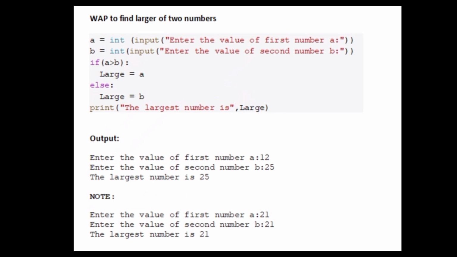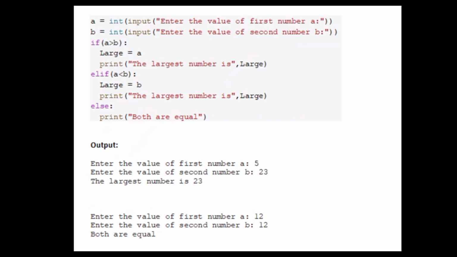But if we take the first number as 21 and the second number is also 21, then 21 > 21 is false. So the else part will execute, so large = 21. So the largest number is 21. But from the concept point of view, this is not correct because both the numbers are equal, but we are not able to see that in this code. So we have to modify the code a little bit.